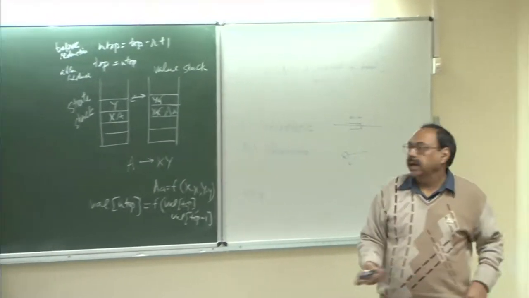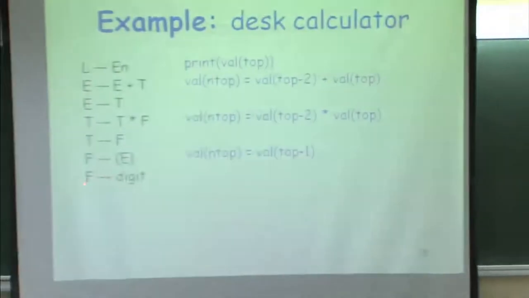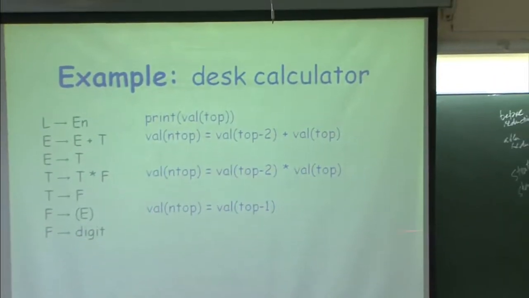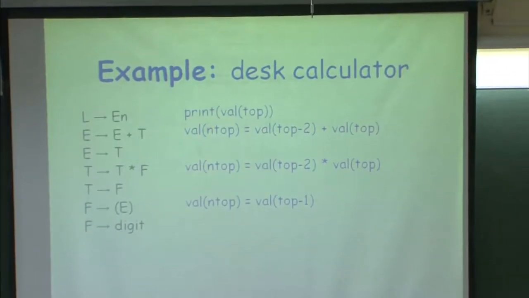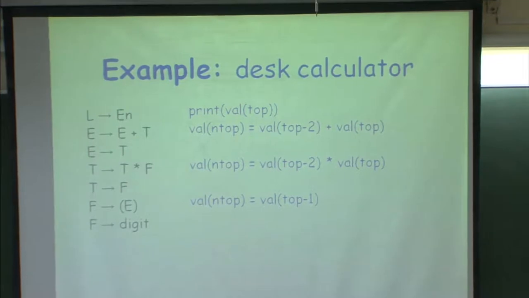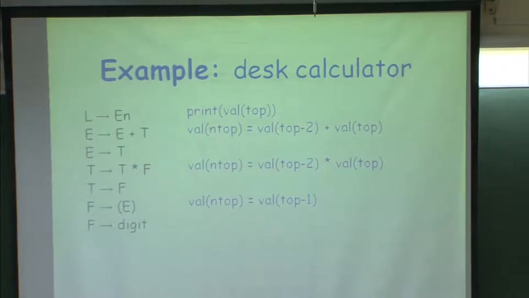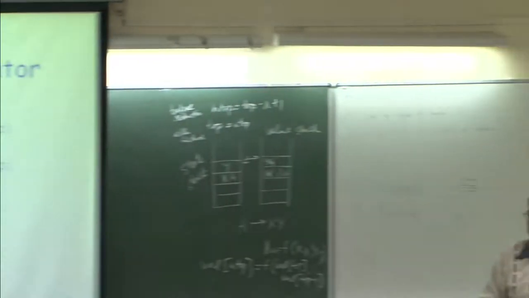And all that is happening is that whenever I am pushing digit on the stack, well, that is the only attribute on the value stack. And when digit becomes F, what do I do? Nothing. Because now digit is being replaced by F, and the only thing that is happening is that now the stack pointer is pointing to the same thing where the value of digit is stored.